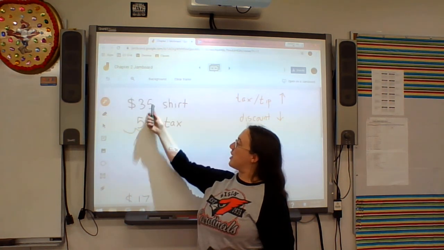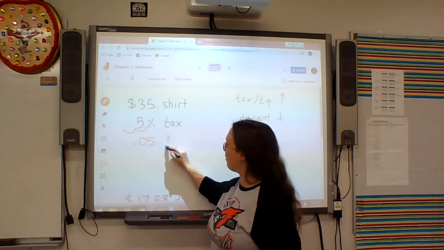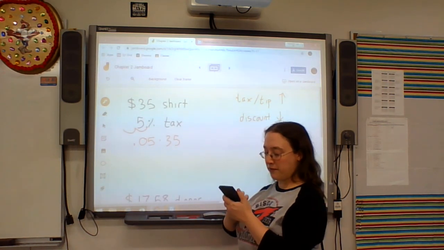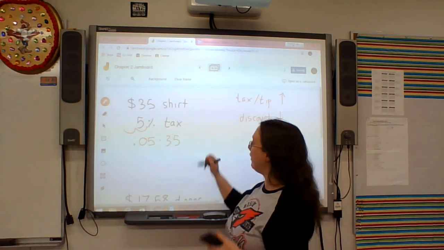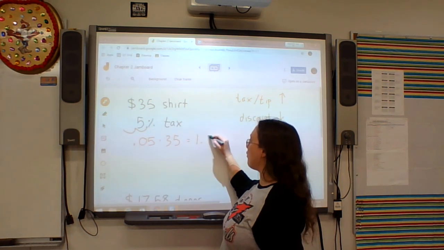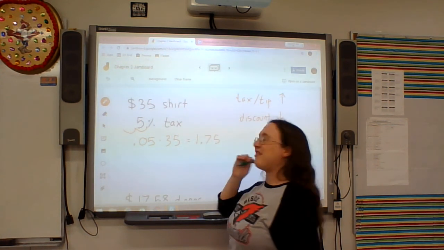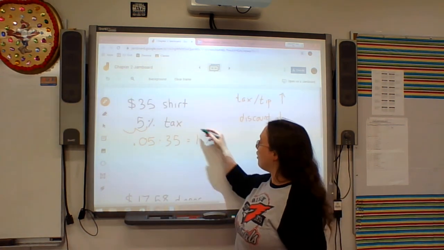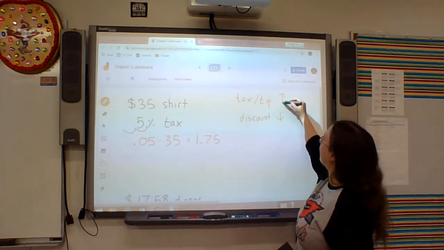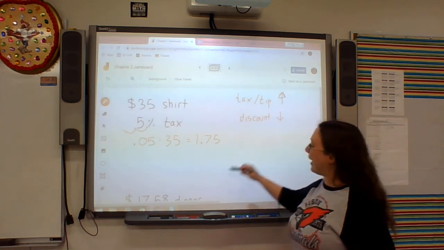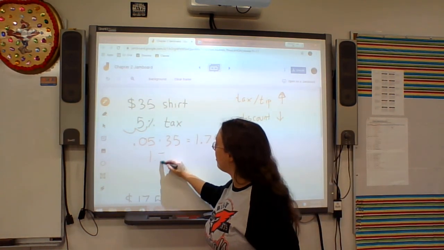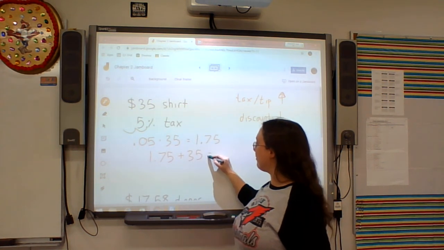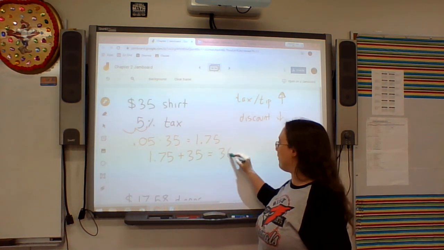and then we're going to take that times our original amount, which was our 35. So we're going to take 0.05 times 35, and that gives you 1.75. Importantly, that's not your answer, that's just your tax. So then once we've got that, tax is something we're adding, so we're going to add that to our original $35, which gives you $36.75.